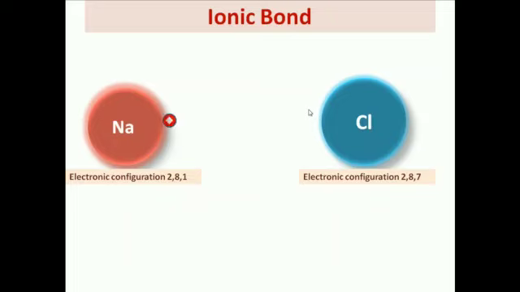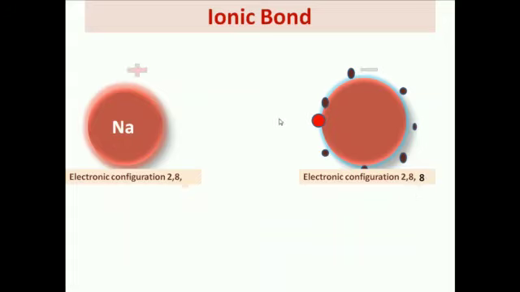So what happens here? Sodium has 1 electron in its outermost shell and chlorine has 7 electrons in its outermost shell. In order to get a stable noble gas configuration, in order to get 8 in the outermost shell, sodium donates its 1 electron and chlorine gains 1 electron from the sodium. So here both atoms, sodium and chlorine, have 8 electrons in their outermost shell. That means they have stable noble gas configuration. Now both atoms are stable.